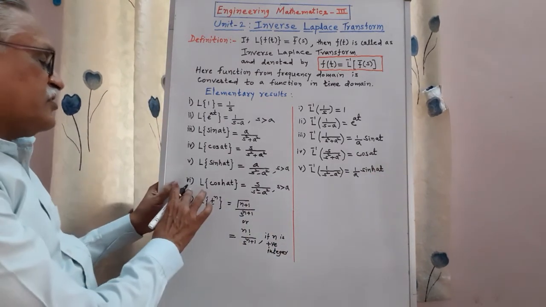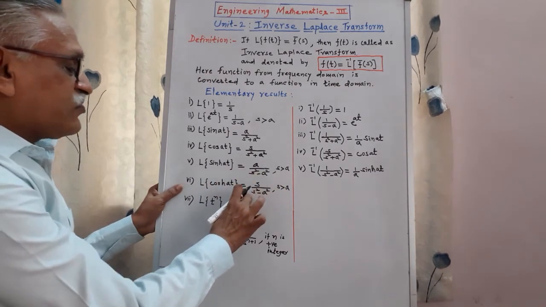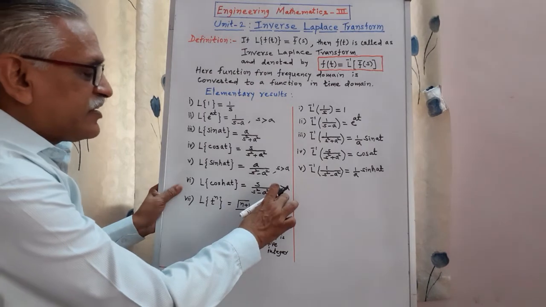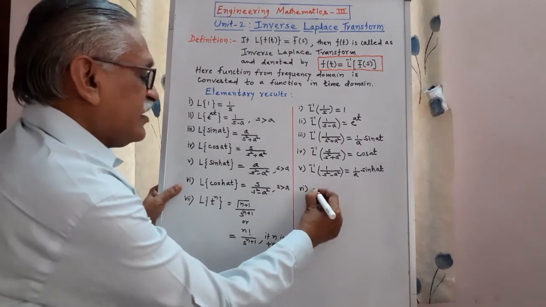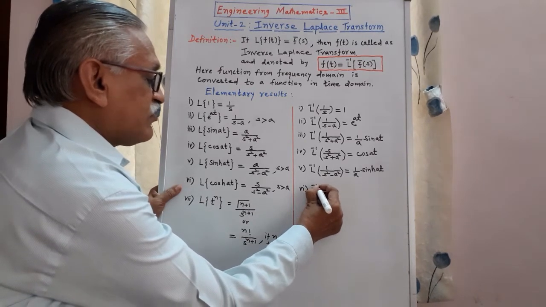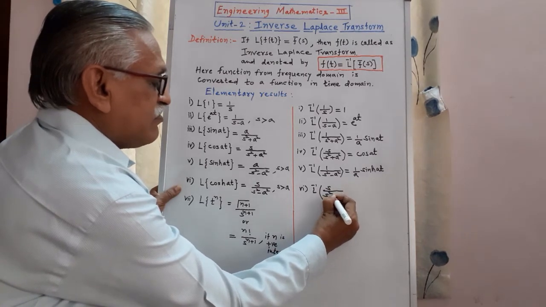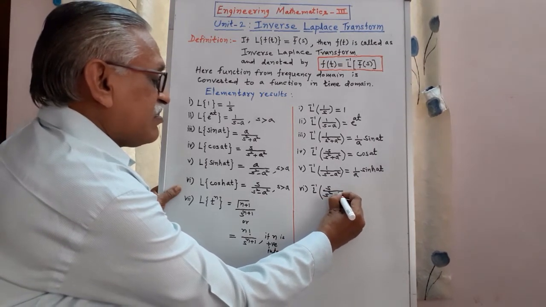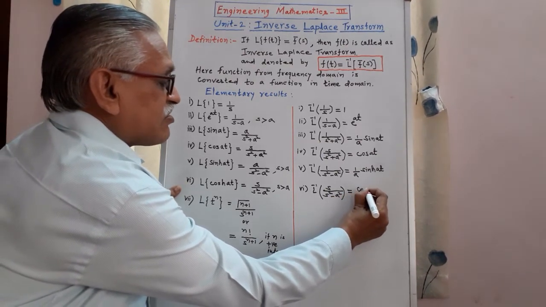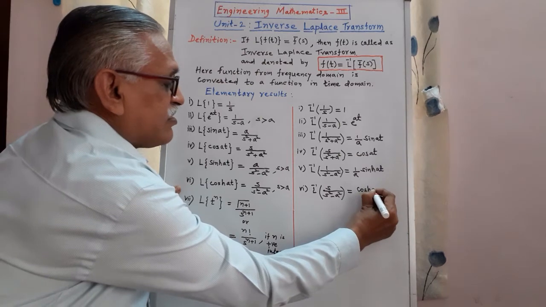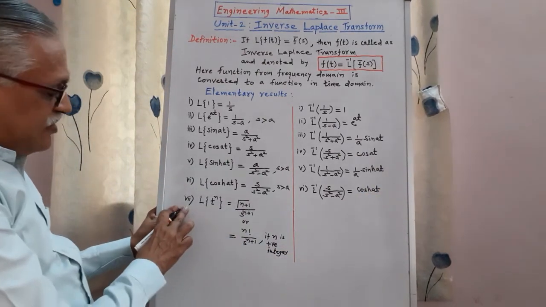Then the sixth result, Laplace of cos hyperbolic at is s upon s square minus a square, provided s is greater than a. From this we get result number 6, inverse Laplace of s upon s square minus a square as cos hyperbolic at. Last is the seventh result.